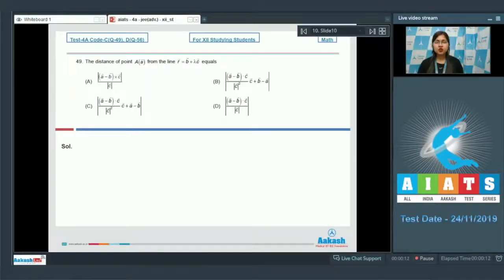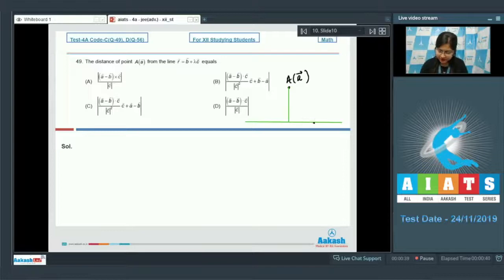Next is section 2, one or more option correct type. So question number 49 says that the distance of point A from the line r vector equal to b vector plus lambda c vector is equal to. Let us say this is our line, and here we have a point A. So the distance will be this perpendicular distance.